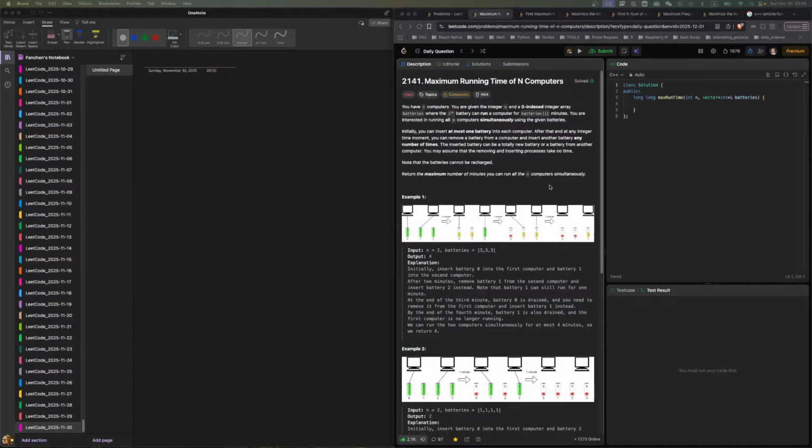After that, at any integer time moment, you can remove a battery from a computer and insert another battery any number of times. The inserted battery can be a totally new battery or a battery from another computer. You may assume that the removing and inserting processes take no time. Note that the batteries cannot be recharged. Return the maximum number of minutes you can run all the n computers simultaneously.